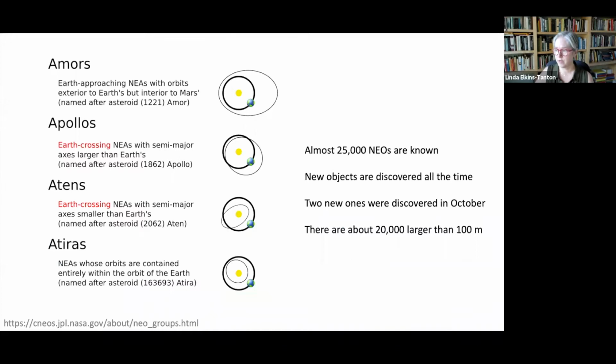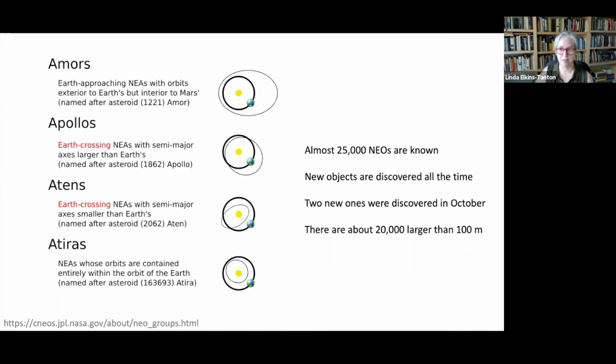Here are the categories of near-Earth objects, or NEOs, all with respect to the Earth's orbit. Each of these categories is named after one of the asteroids in one of these kinds of orbits. The NEOs' orbits can be entirely inside or entirely outside Earth's, that is the top and the bottom images here, or they can be Earth crossers, and those are the ones that are dangerous to us. It is a crowded inner solar system.